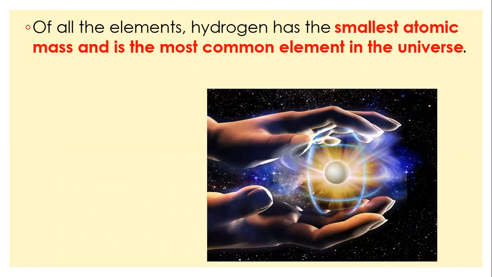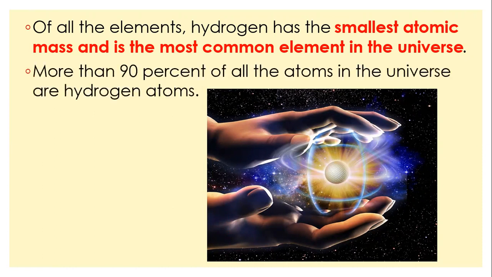So we have talked about the nonmetals found in groups 14, 15, 16, and 17, and the noble gases in group 18. The remaining nonmetal is hydrogen, and hydrogen has the smallest atomic mass in the periodic table. Its atomic mass is 1. It has only one proton in its nucleus. It doesn't have any neutrons. And it is the most common element in the universe. More than 90% of the atoms in the universe are hydrogen atoms.